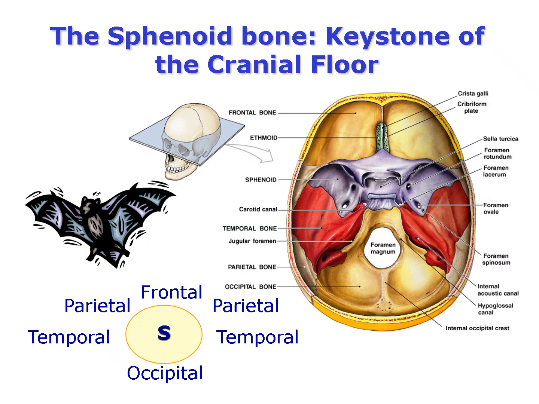The sphenoid bone is known as the keystone of the cranial floor because it articulates with all the other bones of the cranium. It makes up the floor of the cranium in the middle part of the base of the skull. When removed from the skull, the sphenoid resembles a bat or a bird. There are numerous important bony features and foramina in this bone.